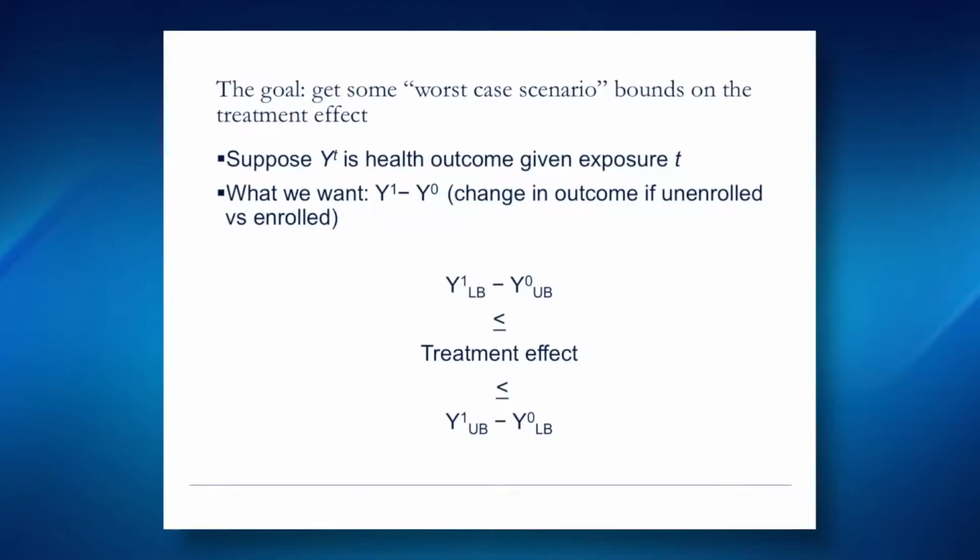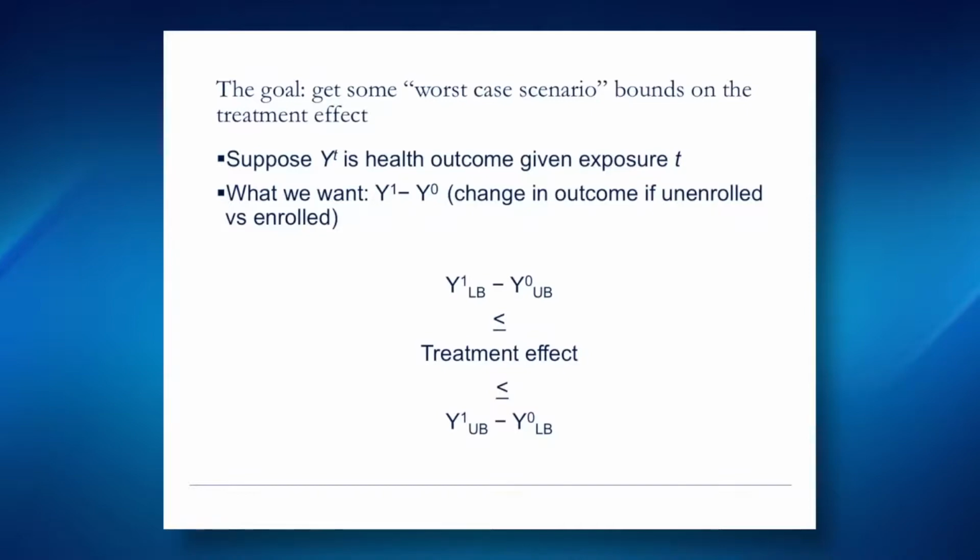So here's how we start. Suppose we have some outcome, y. And Dr. Khan made me cut out tremendous numbers of equations from these slides, so this is it. Suppose this is your outcome given your exposure. So either a 0 or 1, right? 1 if you're unenrolled, and 0 if you're enrolled for this particular example. Where is your treatment effect?